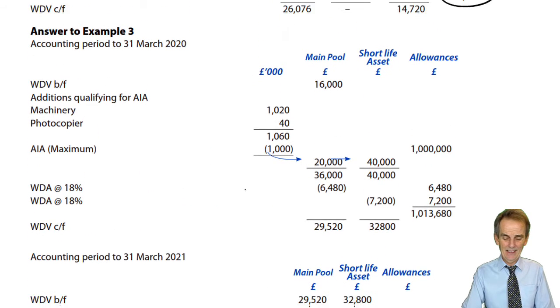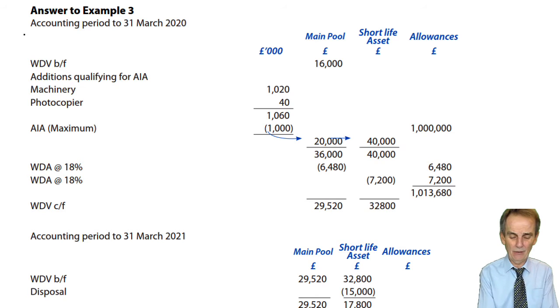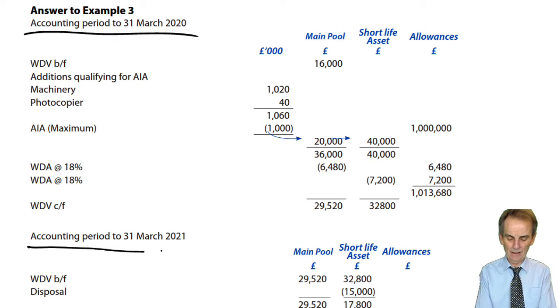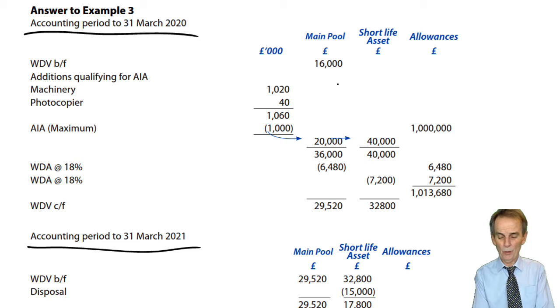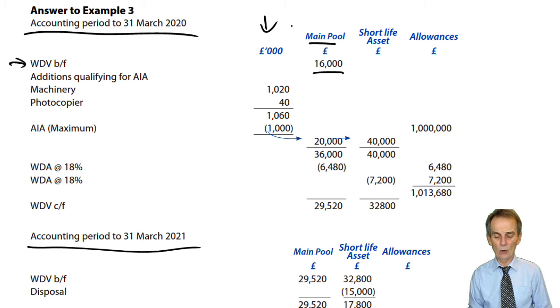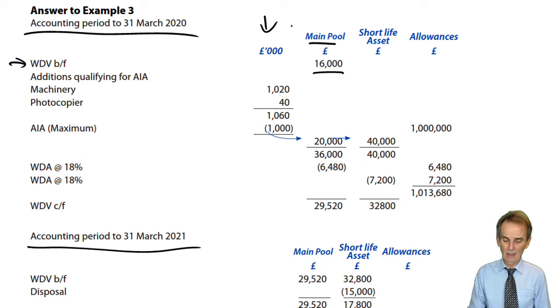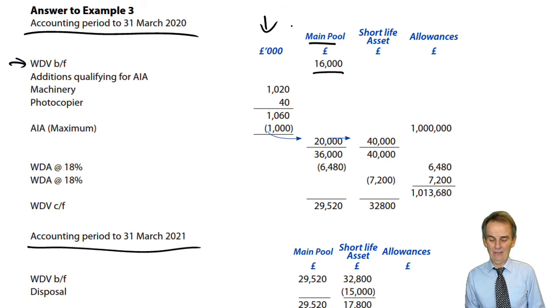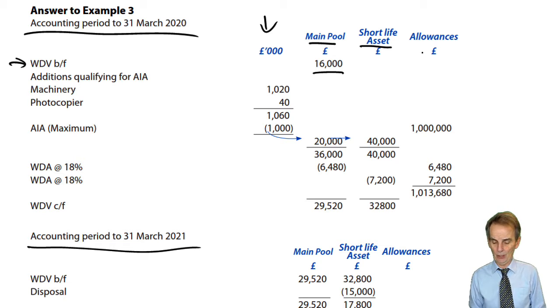Okay. Example 3. Again, 2 accounting periods to deal with, March 2020 and March 2021. What are we told? Main pool, 16,000, is your tax written down value brought forward. As ever, a value column in which to record the purchases, and because they're so big here, that's in thousands of pounds as we'll record it. We know that we've got a short life asset, the photocopier, that is going to be kept separate to the pool. We make the depooling election. So we set up its column.